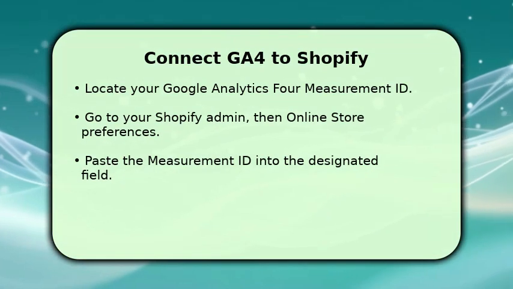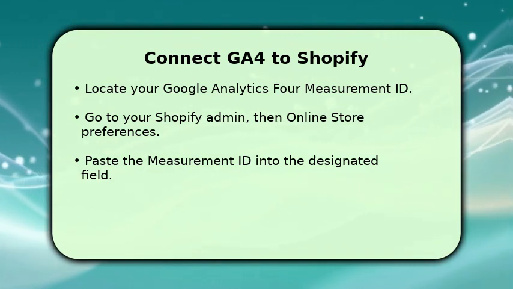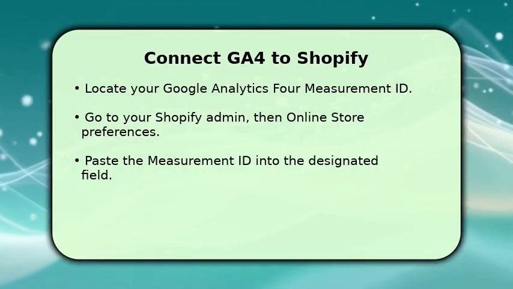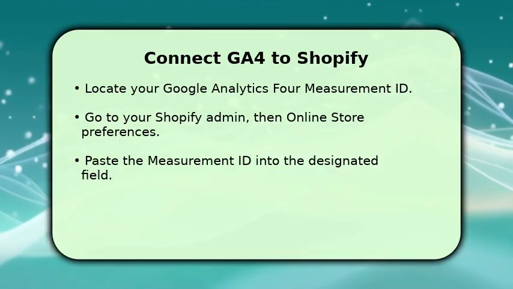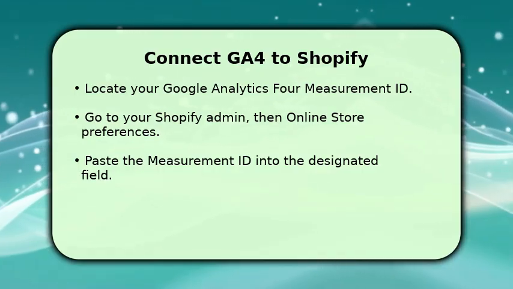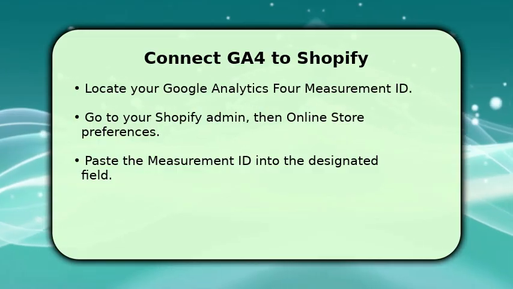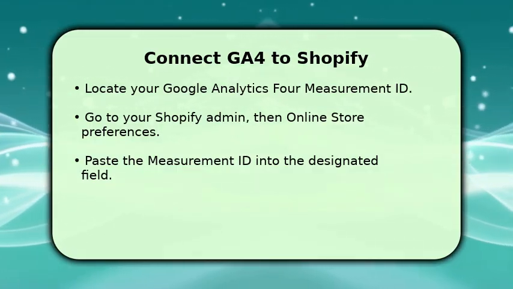Next, you need to connect your newly created Google Analytics 4 property to your Shopify store. In Google Analytics, find your unique measurement ID, which typically starts with G. Then, log into your Shopify admin panel. Navigate to Online Store and select Preferences. You will see a dedicated field for Google Analytics. Paste your measurement ID there and click Save to activate the connection. This simple copy-paste step is critical.